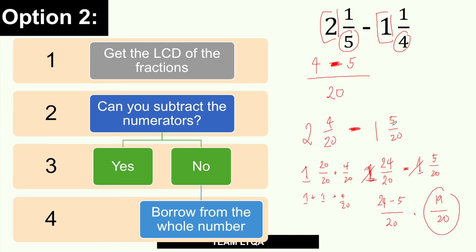Ang problema is this, no? Kasi 3 minus 5, negative 2 yan. So, ibig sabihin, hindi siya ganun kadali. Okay? So, ang gagawin natin, we will borrow. Ito yung in-explain ko kanina. Okay? So, ang mangyayari dito would be this. Yung 2 and 1 fourth will be 1 and, since ito ay 3 over 12, no? You have 1 and 12 over 12 at 3 over 12, minus 1 and 5 over 12. So, you have here 1 and 12 plus 3 is 15 over 12 minus 1 and 5 over 12.